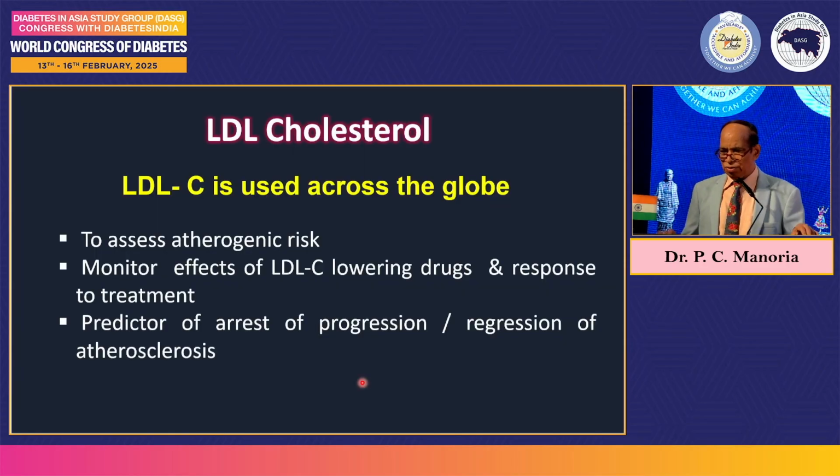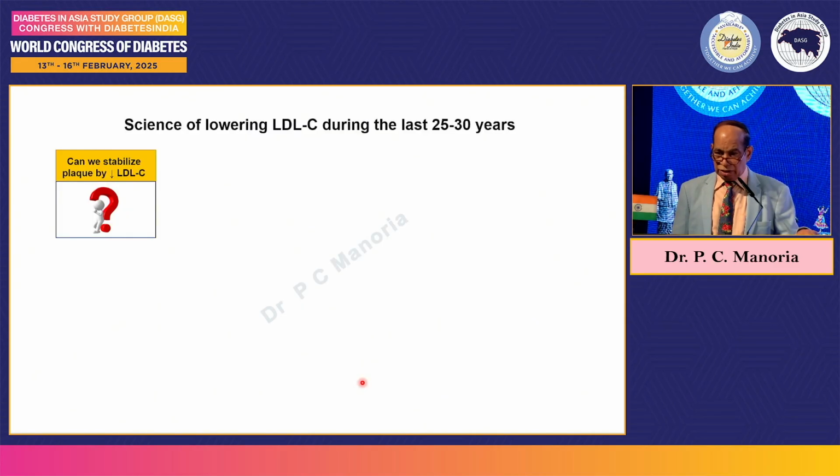So why are we so much concerned about LDL? It not only assesses the atherogenic risk and helps in monitoring the effect of LDL lowering agents, but most important these days, it is a predictor of arrest of progression of atherosclerosis. It is a predictor of regression of atherosclerosis. So let's look at the data. When we look at the LDL lowering trials during the 25 years of this century, what do we find? When we look at the issue, can we stabilize the plaque by LDL lowering? The answer is a big yes.